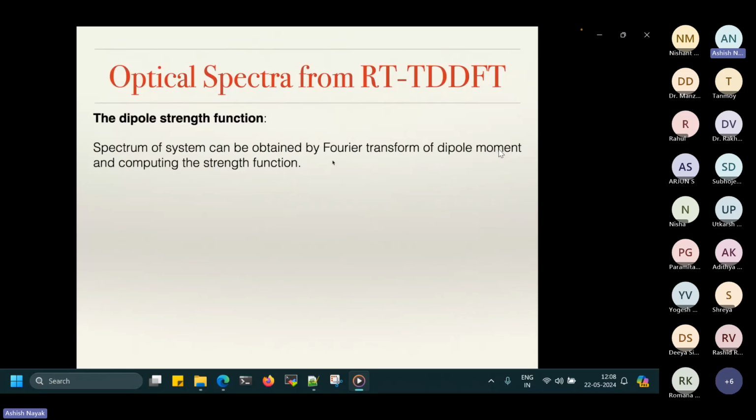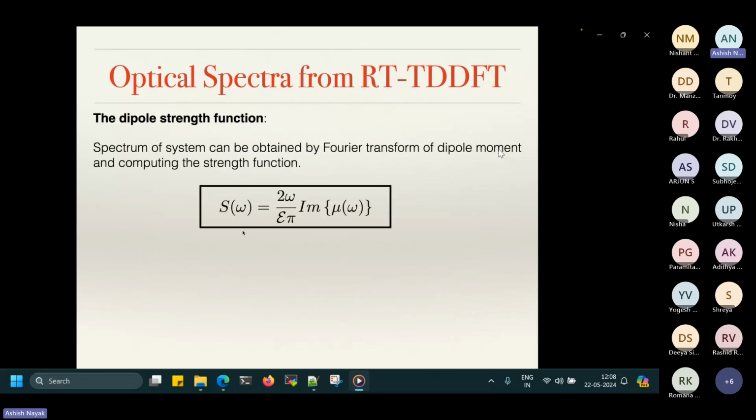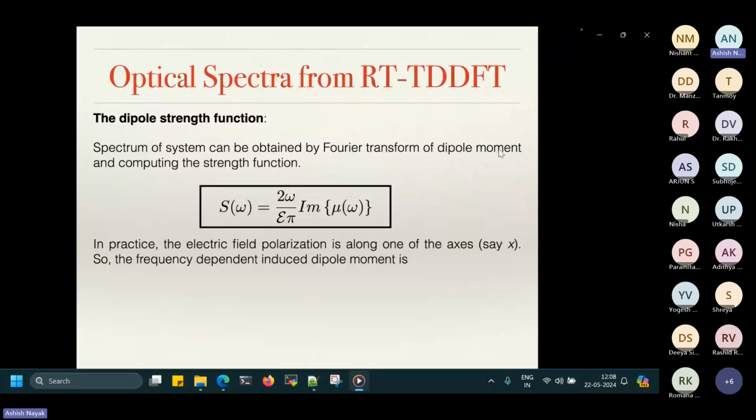That's what we're going to do, and the Fourier transform can be related to the strength function. The strength function is given by this expression. You take the imaginary part of the Fourier transform of the dipole moment, multiplied by these two factors, where E is the strength of the electric field applied, and you get the strength function. This is basically the spectrum. And in practice, the electric field polarization that you take is along one of the axes. So this is exactly like you would do it from a textbook, right?